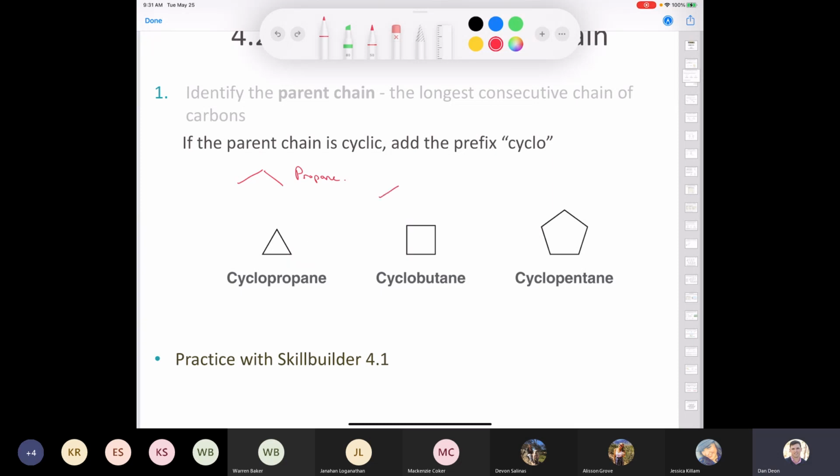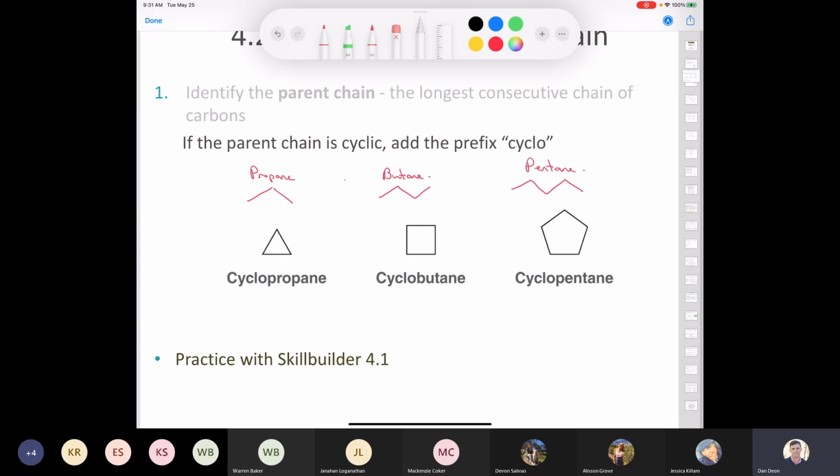If you have 1, 2, 3, 4 carbons in a row, that is called butane. If you have 4 carbons in a ring, we call that cyclobutane. And I guess you can see where I'm going. 1, 2, 3, 4, 5, we would call that pentane, and if you have 5 carbons in a ring, that's called cyclopentane. And if you're wondering, what if I have 6 carbons? What do you think that would be called? It would be called cyclohexane.